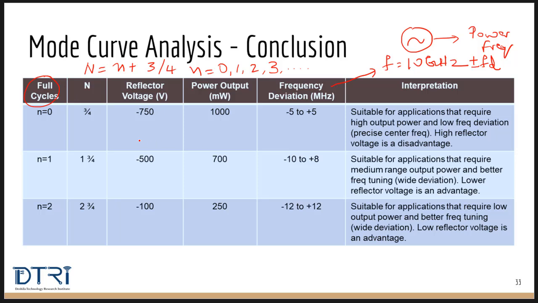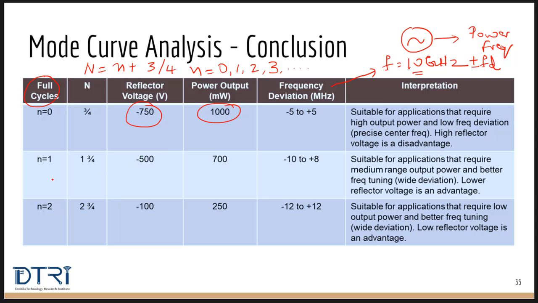Now if you look at the first row where n is equal to 0, we get capital N equal to 3/4, and we see that this mode is suitable for applications that require high output power, because the power output is very high, it is 1 watt, and it has low frequency deviation. That means the frequency is very close to 10 gigahertz. But the biggest disadvantage is that the reflector voltage is very high.